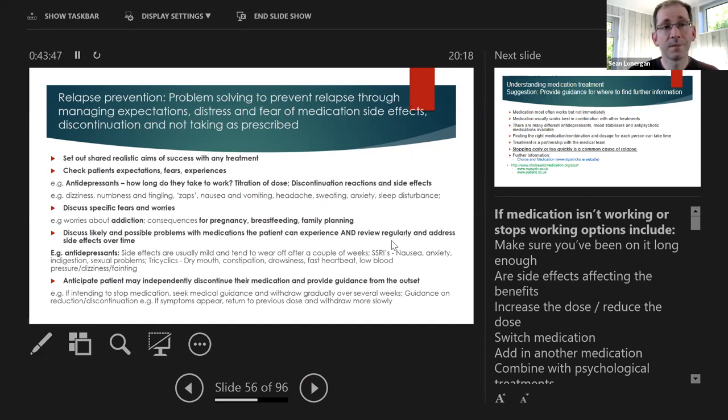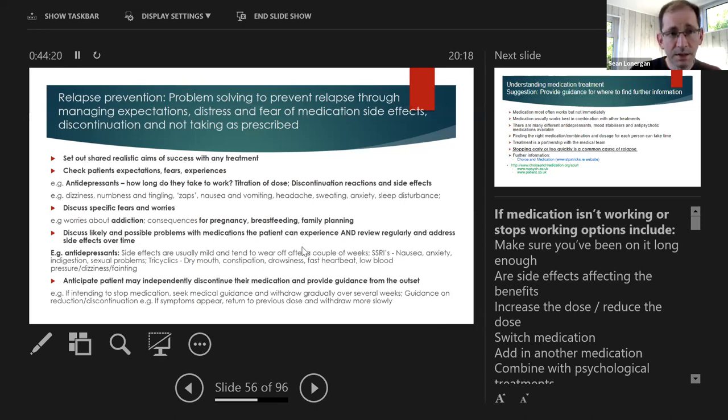To check the fears and experiences that the patient may have regarding medications such as antidepressants. So how long do they take to work? Information about the titration or dose, discontinuation reactions and side effects. If these occur without them knowing about them, expecting them, or knowing what to do about them, that can certainly impact the likelihood of the person's adherence to taking that medication, and even trust in the prescriber.